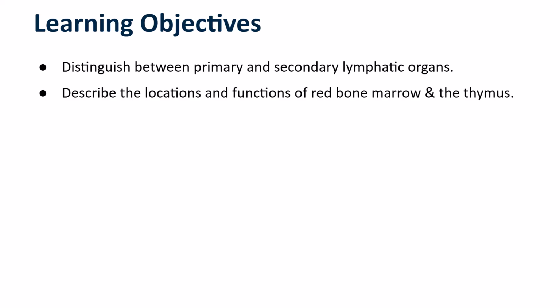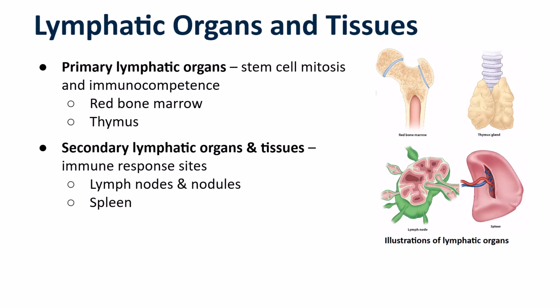In this video, we'll distinguish between primary and secondary lymphatic organs, as well as discuss the locations of red bone marrow and the thymus. Lymphatic organs and tissues come in two basic types: primary lymphatic organs and secondary lymphatic organs and tissues. Primary lymphatic organs are capable of hosting both stem cell mitosis as well as immunocompetence.